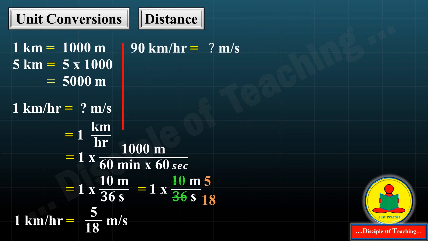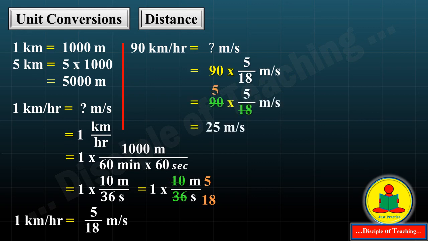Now calculate 90 km per hour is equal to how many meter per second? Whenever they ask to convert from kilometer per hour to meter per second, just multiply the given value with 5 by 18 to get our required answer in meter per second. So the answer is 25 meter per second. Similarly, now calculate 25 meter per second is equal to how many kilometer per hour?